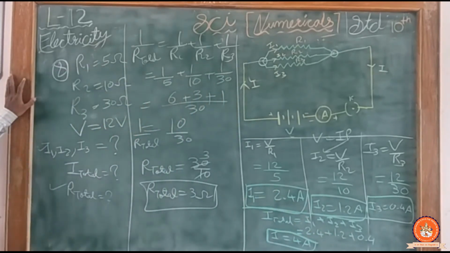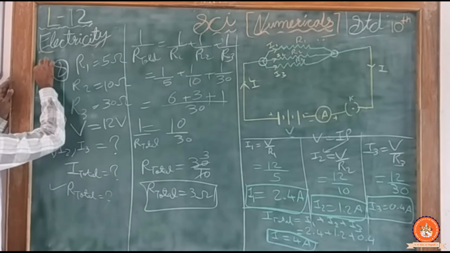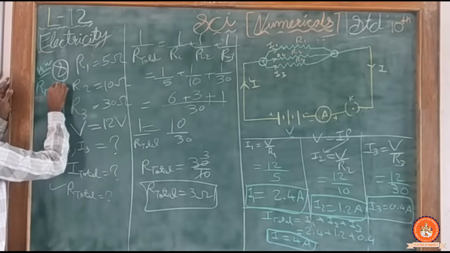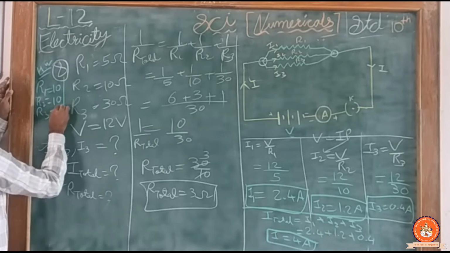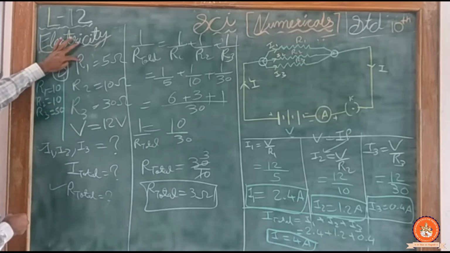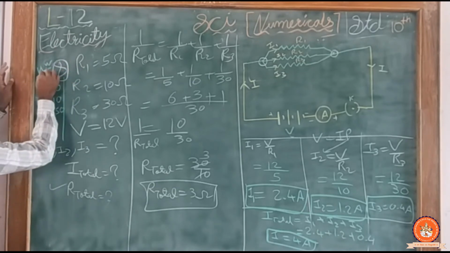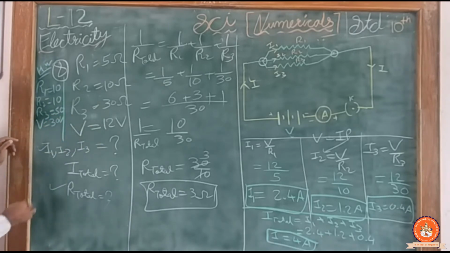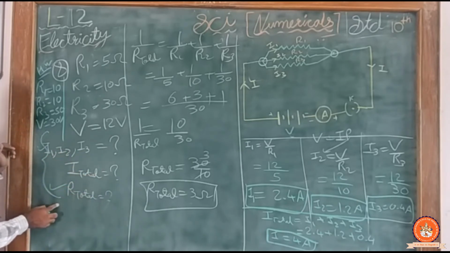Now in homework I have to change the value of R1, that is I will write the value of R1, that is 10 ohm, R2 is 10 ohm and R3 is 50 ohm. I am writing here, you have to do in homework. And voltage is 30 volt. Okay, and similarly you have to find all the value of I1, I2, I3, I total and R total in homework. Clear? Write down this much so I can move forward.